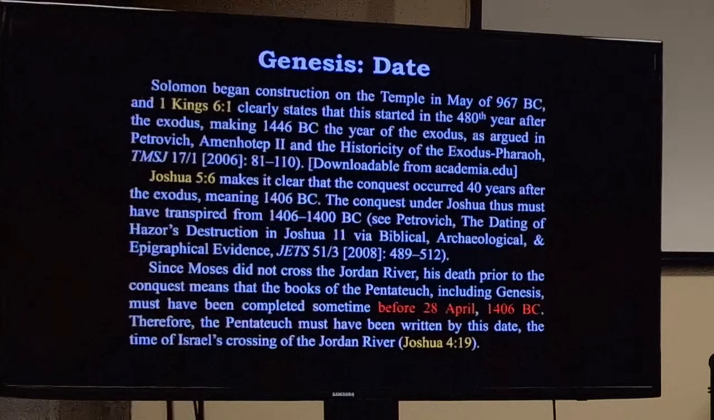And as I argue in my 2008 article on the site of Hatzor, and which destruction of Hatzor is the one connected with the destruction under Joshua, I try to prove to you the very date for when the Israelites entered into Canaan, crossing the Jordan from Transjordan. And that would be then, Moses would have written the Pentateuch before the 28th of April, 1406 BC. All of that you can read in my article.